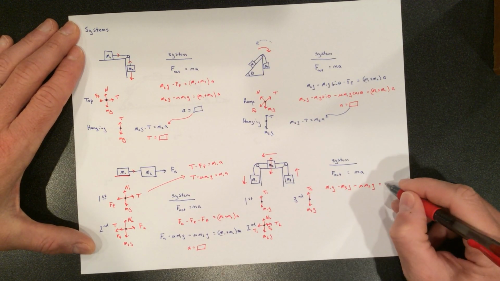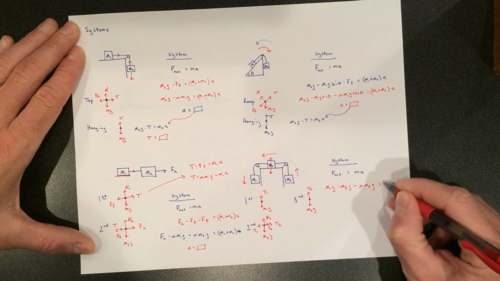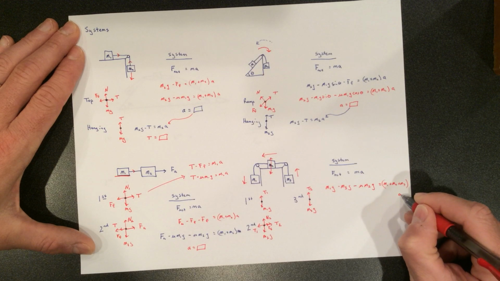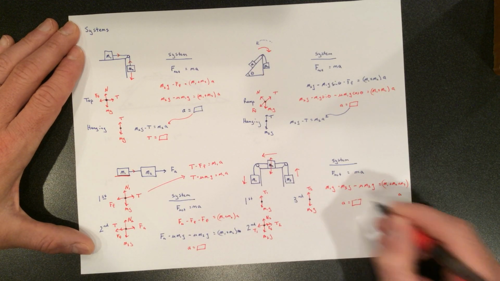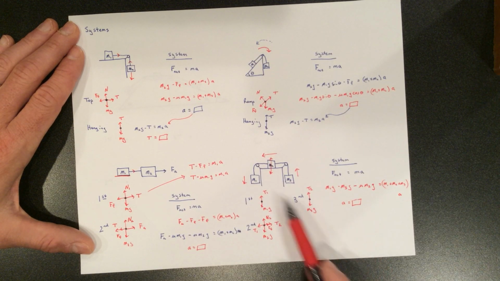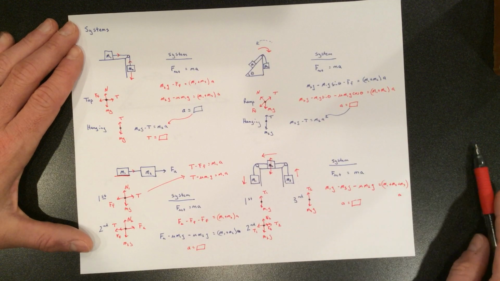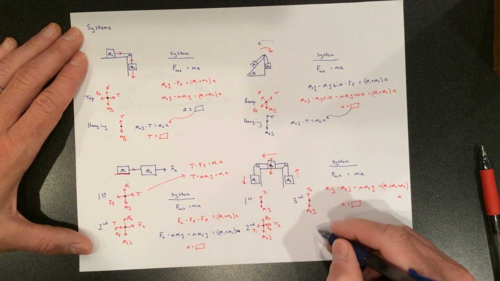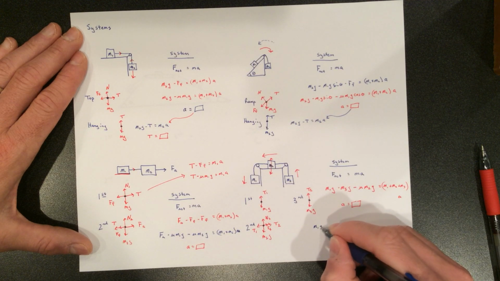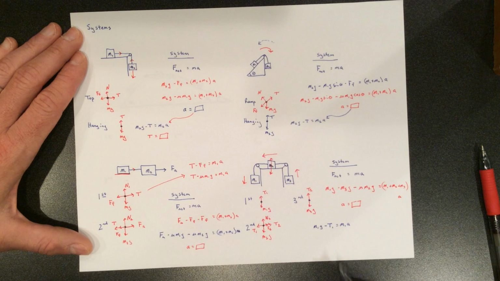And that causes the whole system, M1 plus M2 plus M3, to accelerate. You can use this equation to find A, and then once you know the acceleration, you can go back here to find tensions. I know this is getting a little busy, but keep tracking with me. If I just looked at box 1, I could do M1G minus T1 equals M1A. If I know the acceleration, I could now find T1.